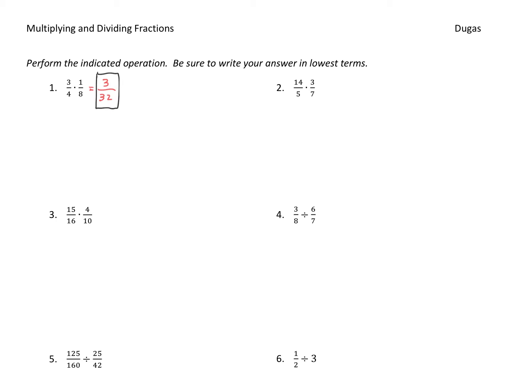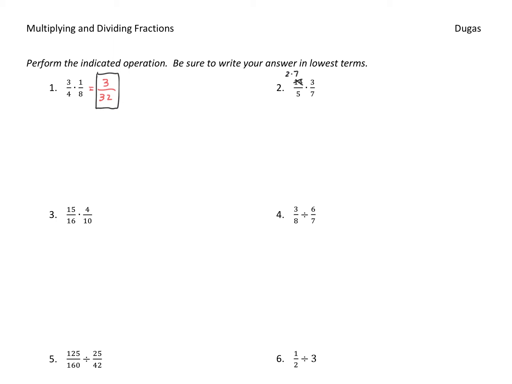In number 2, I'm going to show you how to reduce the fractions before you multiply. So you could do the same tactic and just multiply straight across and then reduce at the end, but it's sometimes easier to reduce as you go. If you look, you can reduce any numerator with any denominator. So if you think about 14, you could rewrite 14 as 2 times 7.